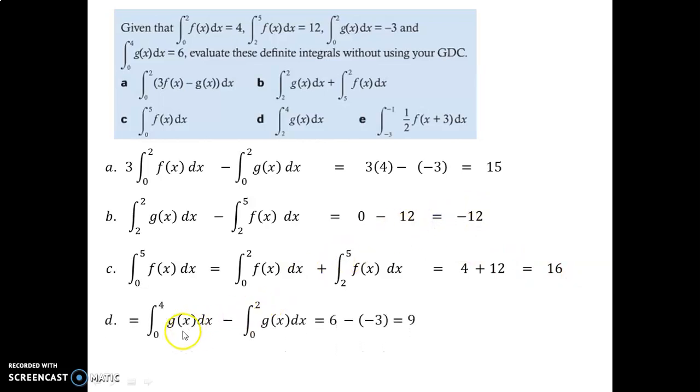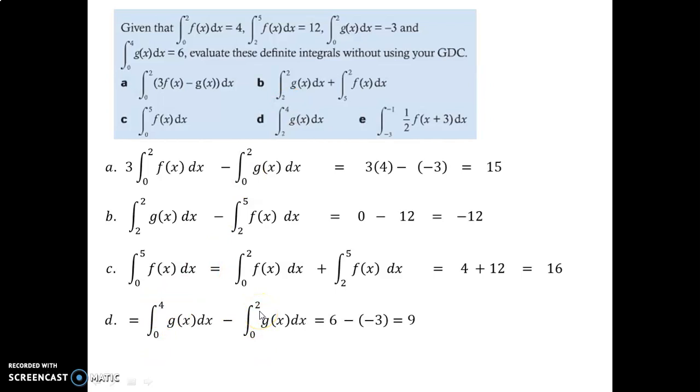Okay, in D, we're asked to find the g of x function, definite integral from 0 to 4. So the area under that curve from 0 to 4. To get that one, we can subtract 0 to 2. Wait, is that what it has there? 0 to 2. Yeah, okay, sorry. We were looking for 2 to 4, and to get 2 to 4 is the same as saying 0 to 4 minus 0 to 2.